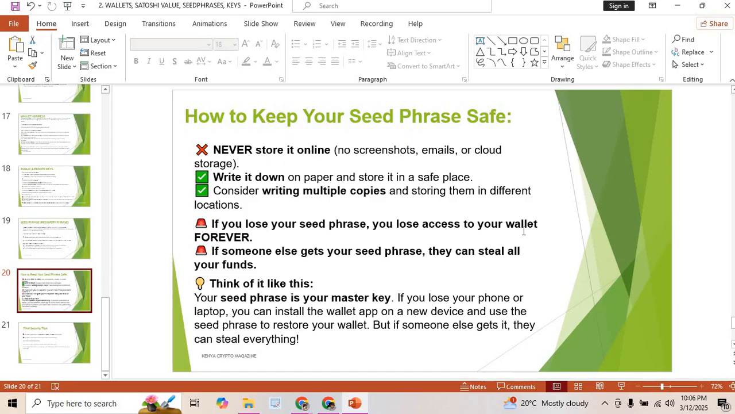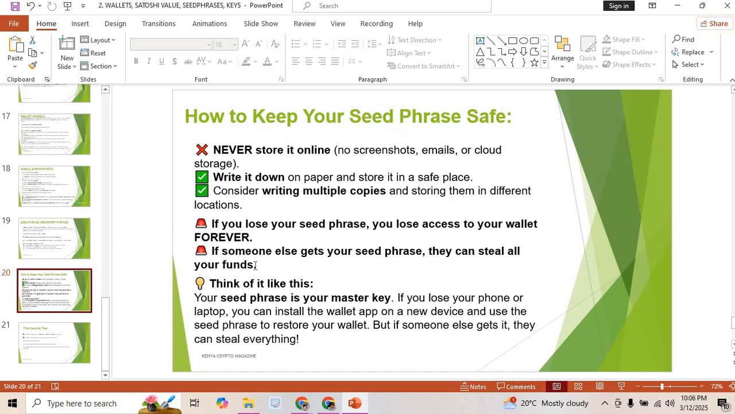In fact, consider writing multiple copies and storing them in different locations. Why multiple copies? Remember, your house can burn down, so it's important to have a backup somewhere. This is an NB: if you lose your seed phrase, you lose access to your wallet forever. And if someone else gets your seed phrase, they can steal all your funds. Think of your seed phrase as your master key.